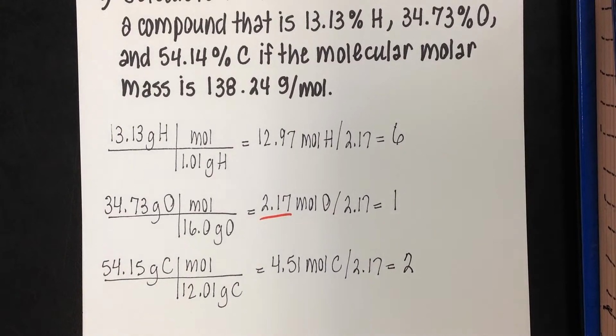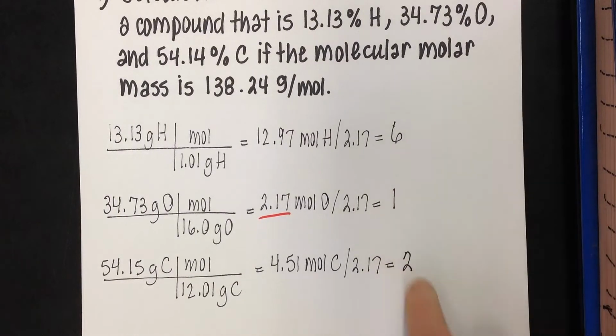And listen, beginning chemistry students, we're always going to make this super obvious for you, so you're not going to have to look at it and think, oh my gosh, is that close enough or not? It's going to be really close, or it's going to be super close to something 0.5. So we now have the subscripts for our empirical formula.